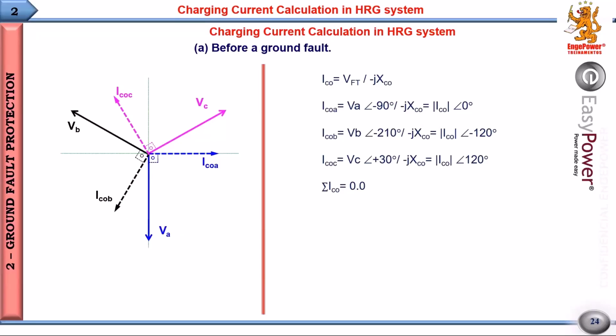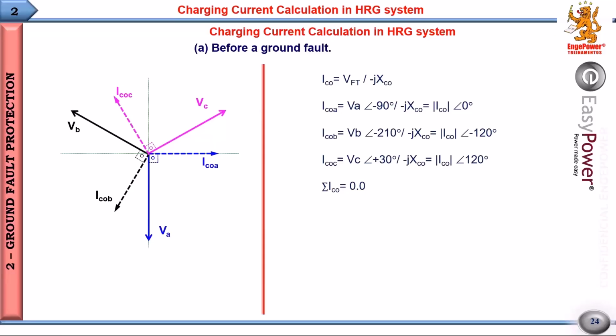I put this phasor with a phase shift angle of minus 90 degrees. So here is plus 30 degrees, and this one is 150 degrees. That is the same as minus 210 degrees. For the definition of IC0, current equals the line-to-ground voltage divided by minus jX0.